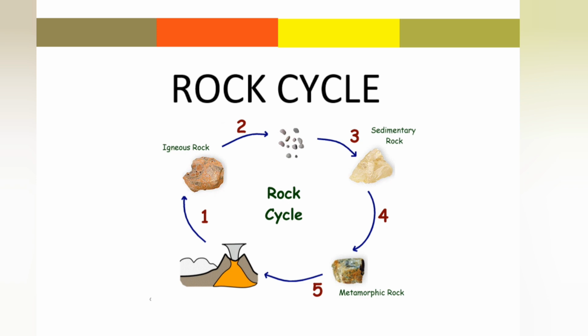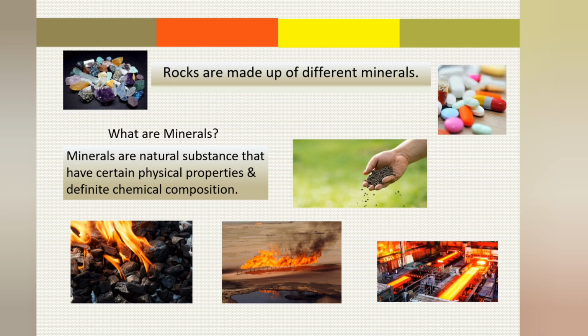I hope you have followed the rock cycle very well. Now the rocks are made up of different minerals. Now what are minerals? Minerals are natural substances. This is something which is natural, not made by human beings. And there are certain physical properties in it, and definitely it has certain chemical composition in it. So you get different types of minerals.